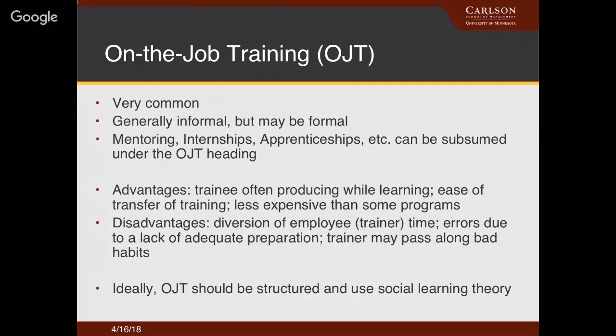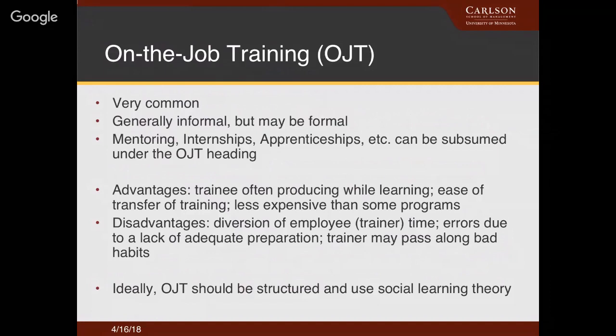The disadvantages is that you often have a diversion of trainer time. So whereas the trainee may be producing while they're learning, the trainer is often devoting time to extra supervision and maybe repeating remedial steps to the trainee. And so this is time that they could spend normally working that is now downtime for the training process. We often also see with on-the-job training a lack of preparation on the part of the trainee, and so they make errors. And those errors can be costly. So even though they're producing while learning, if they're producing incorrectly, this is problematic.